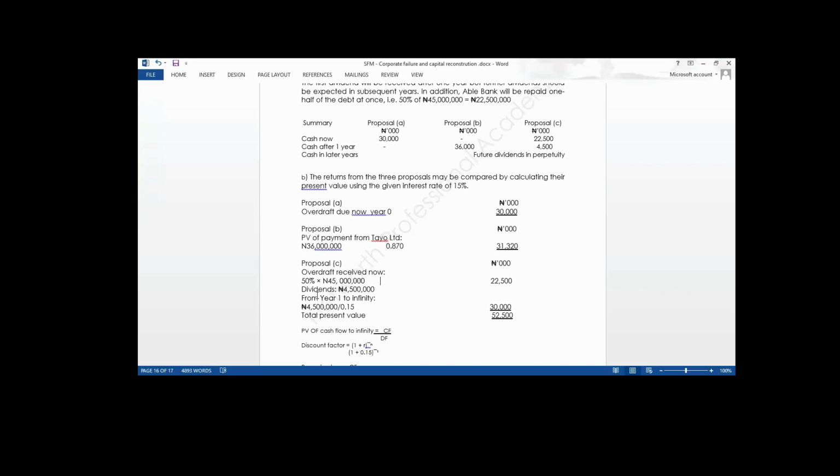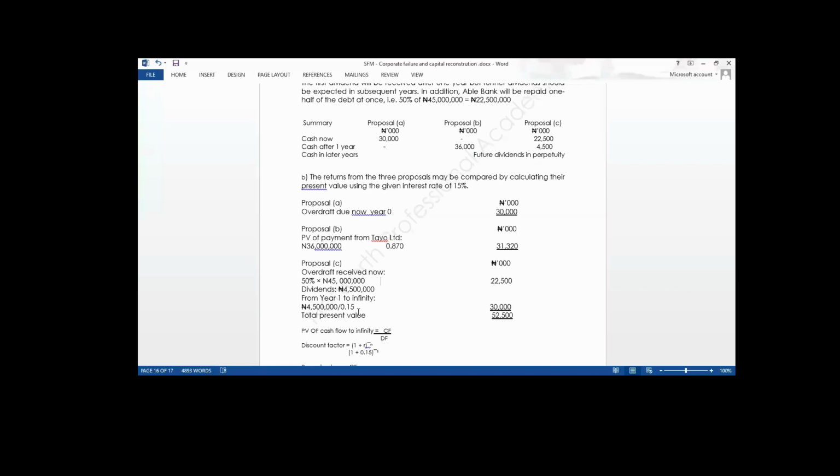How do we compute the present value of a cash flow from year 1 to infinity? It's simply the cash flow divided by the discount rate. You can note that somewhere in your book. The present value of a cash flow from year 1 to infinity is equal to the cash flow divided by the discount rate. The cash flow in this question is 4.5 million.